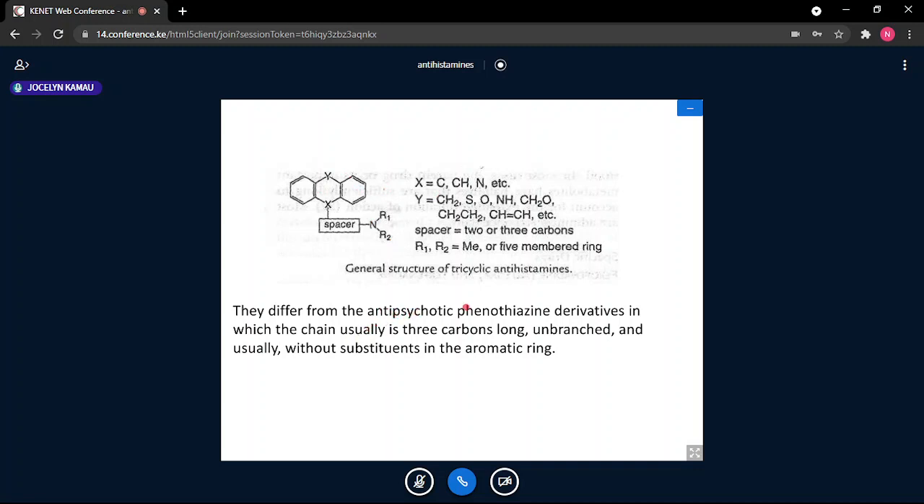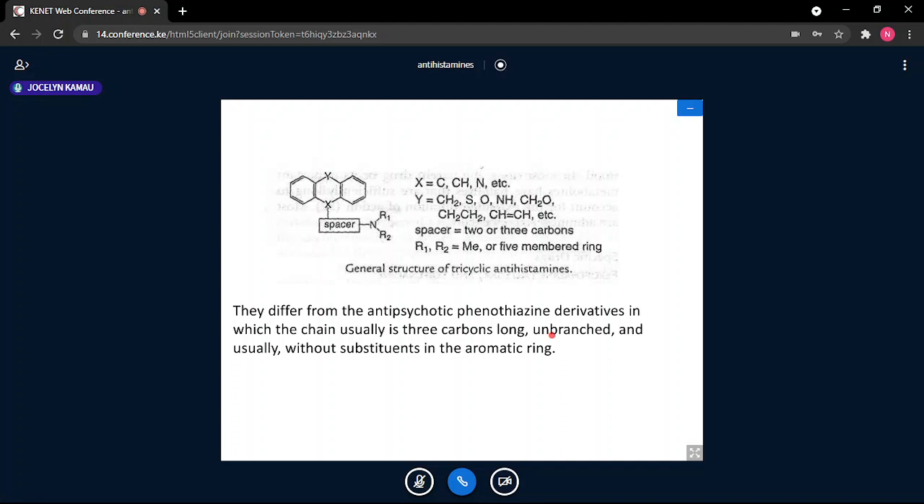I've already mentioned antipsychotic phenothiazines. Antipsychotic phenothiazines are those that are used for psychosis, and mainly they differ because when you look at the antipsychotic phenothiazines, you will find that this position for the phenothiazines will have, but that is number one. Number two, there will be a chloro group, like chlorpromazine has a chloro group at that position, but you can see this one does not. So they will differ from the antipsychotic phenothiazine derivatives, in which the chain usually is 3. So for the antipsychotics, the spacer is usually 3 carbon atoms, and there is usually a substituent at position number 2.